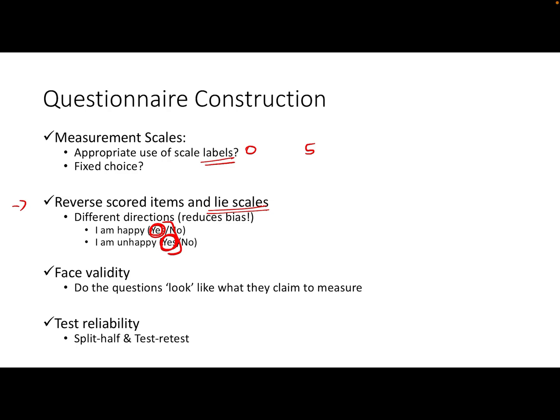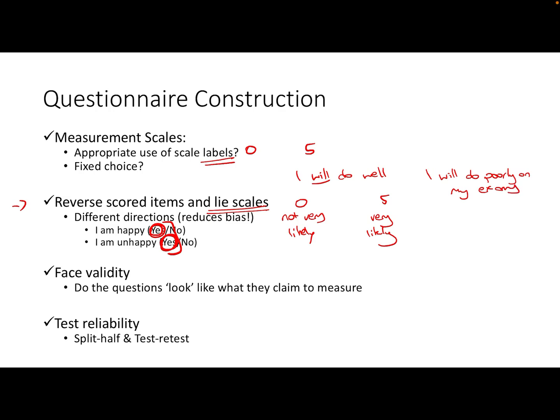What we can do is also reverse score items. So for instance, you could have a question, I will do well in my exams. 0 could be not very likely, and 5 could be very likely. So the question is, I will do well on my exams. And then you could have a reverse scored item. So later on in the questionnaire, you have a question that says, I will do poorly on my exams. So this is a question that is written in the opposite direction.